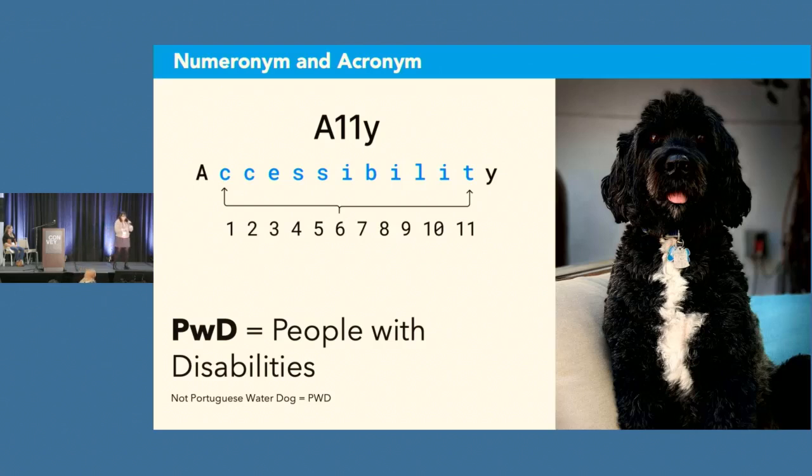The other acronym that you're going to see quite a bit here is PWD, capital P, lowercase w, and capital D, people with disabilities, not to be confused with a Portuguese water dog, capital PWD. And that is my Portuguese water dog, Augie. Any opportunity I can get to share my fur babies.